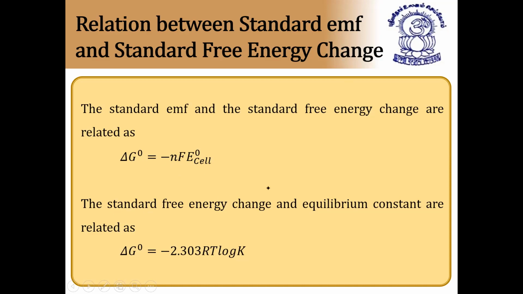Similarly, the standard free energy change and the equilibrium constant are related as delta G degree is equal to minus 2.303 RT log base 10 K, where R is the gas constant and T is the temperature. These two formulas are very, very important. What is delta G degree? It is called the standard free energy change, also called Gibbs free energy. So delta G degree is equal to minus 2.303 RT log Kc. These two formulas are most important.